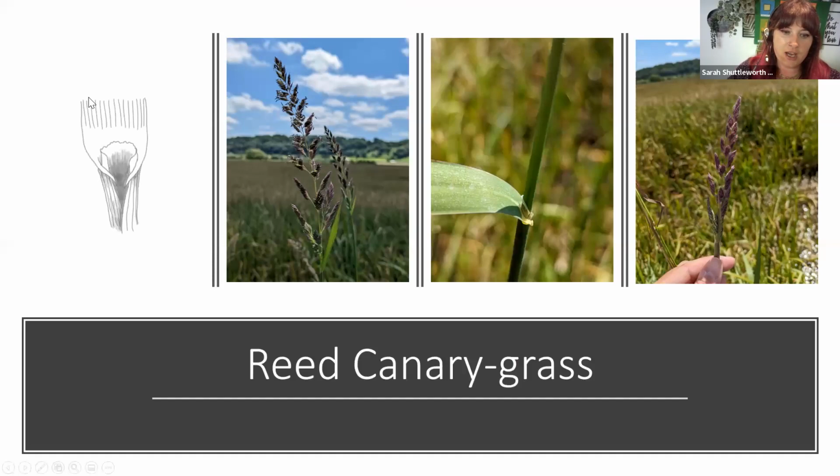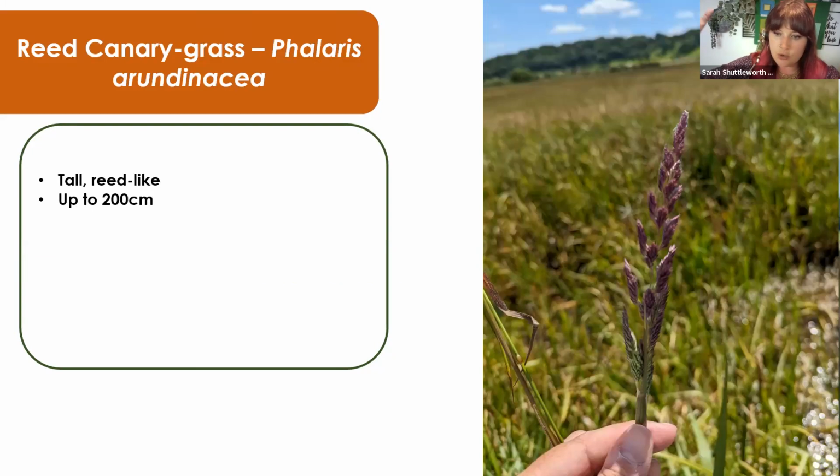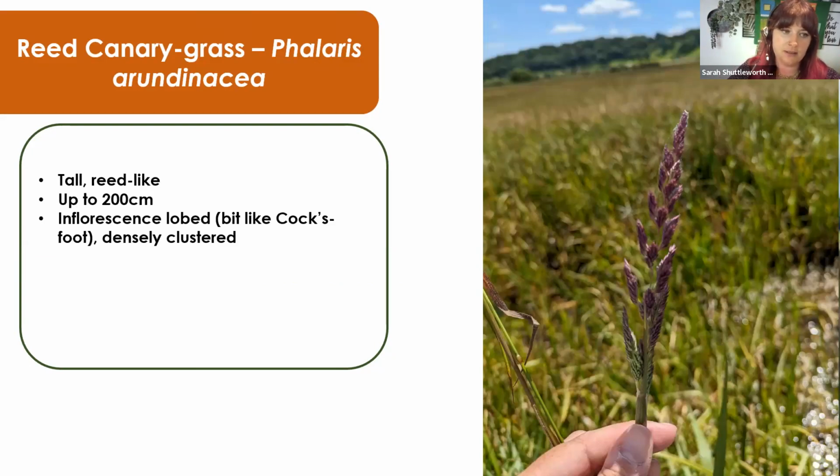Then we've got reed canary grass, which is going to be one that you find in neutral damp grassland, just because it's very reed-like. And that is exactly what it looks like. It's a very, very tall grass. It can be up to 200 centimeters tall, and it really can make you think, oh, that's common reed, that's Phragmites, because it's so huge and big, especially if it's not flowering, or you're seeing it from a distance.